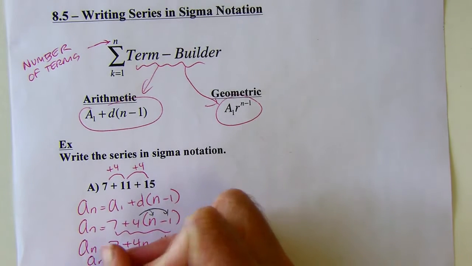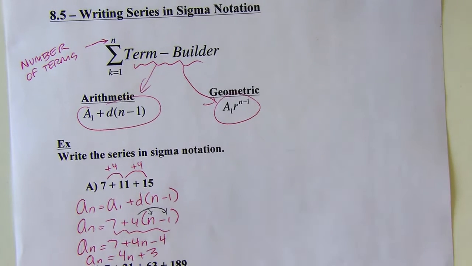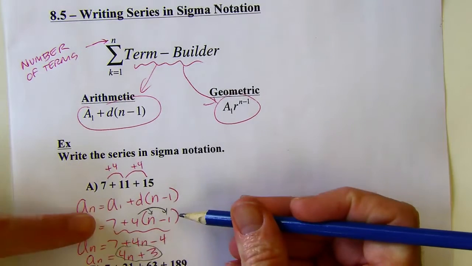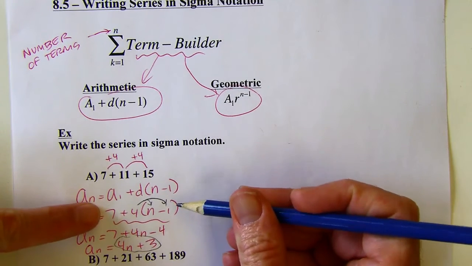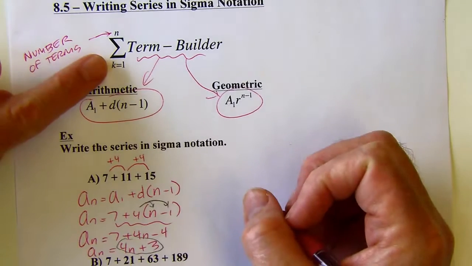Running out of space here as usual. So let's see, 4n plus 3. Okay, so this is what I'm going to use as my term builder. It's a cleaned up version of the 7 plus 4 times the quantity n minus 1. Okay, and then writing sigma notation, it's going to look something like this.